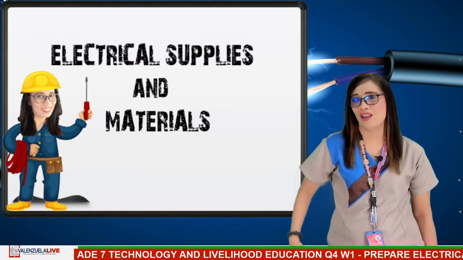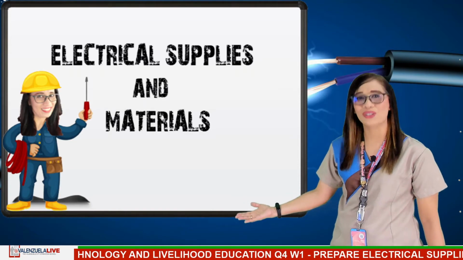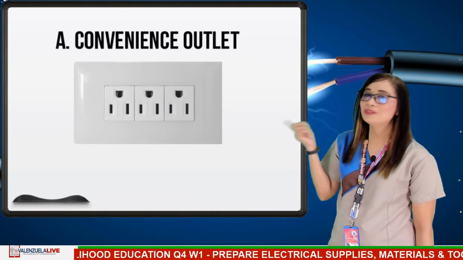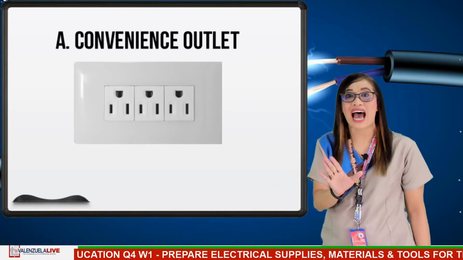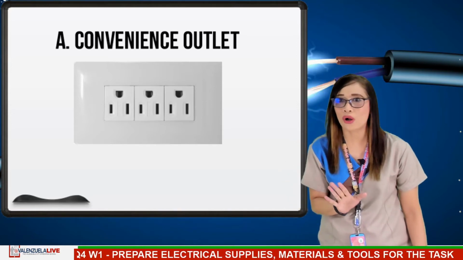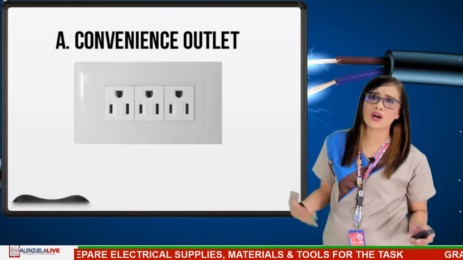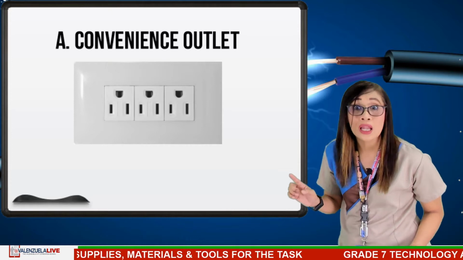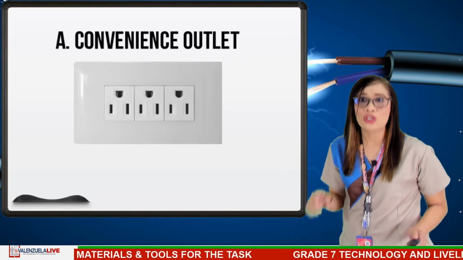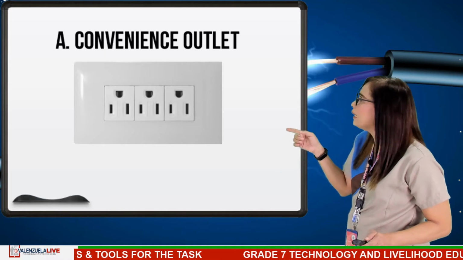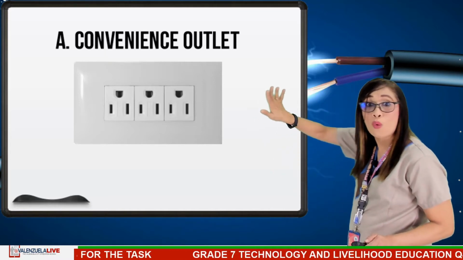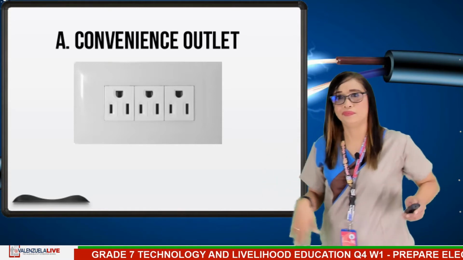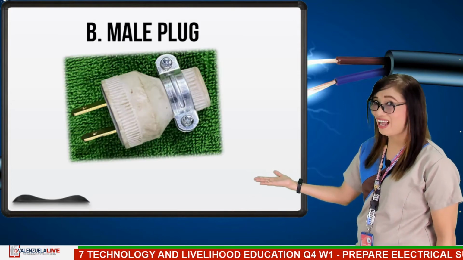Okay, let's move to electrical supplies and materials. First, we'll have the convenience outlet. This is a device that acts as a convenient source of electrical energy for current-consuming appliances. It is where the male plug of an appliance is inserted and usually fastened on the wall or connected in an extension cord. Next is male plug.